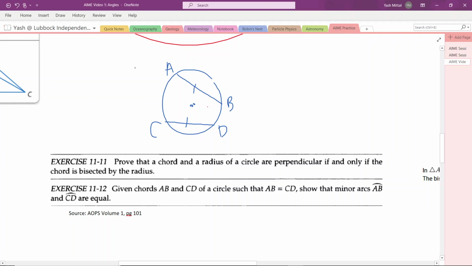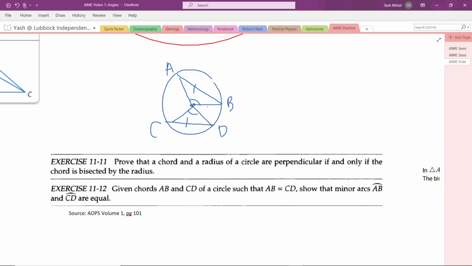Okay, so with AB equals CD, we need to show that minor arcs AB and CD are equal. So we need to figure out what minor arcs are equal to, and how we can show that. Let's try working backwards. The minor arc AB is equal to the angle that the sector comprises, this angle right here. Same thing right here. So these two are equal. How can we show that those angles are equal?